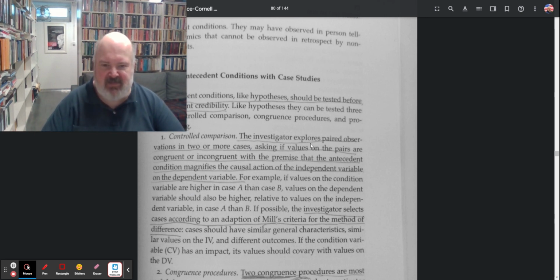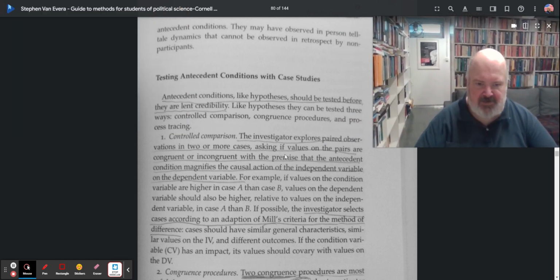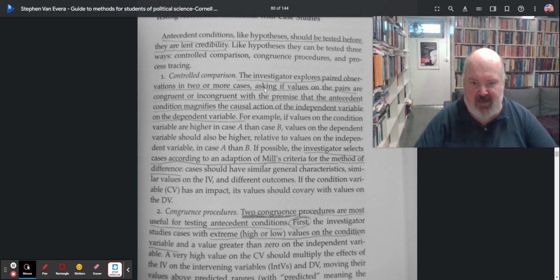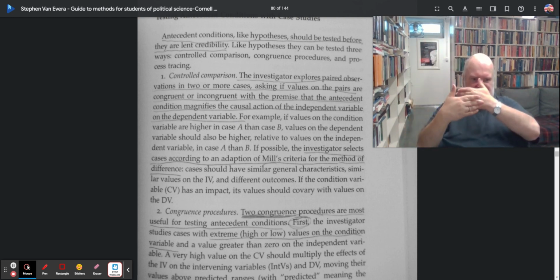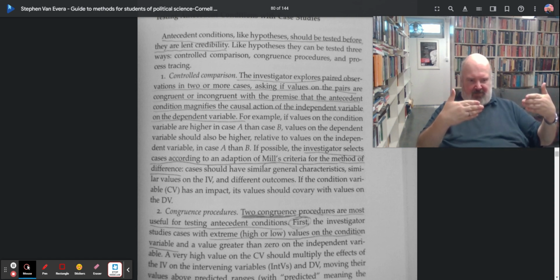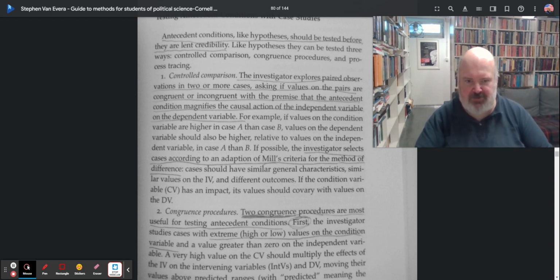Controlled comparisons. The investigator explores paired observations in two or more cases, asking if values on the pairs are congruent or incongruent with the premise that the antecedent condition magnifies the causal action of the independent variable on the dependent variable. Okay, right? So in other words, we're saying this hits this to make that do something. This causes this to do that, right? So what we should do is ask if the pair is congruent or non-congruent with the premise of the antecedent condition.